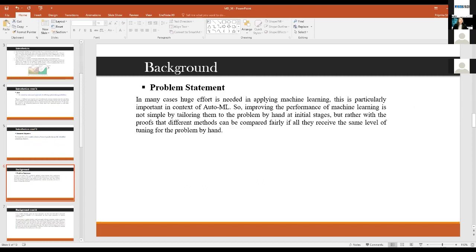We had a problem statement which highlights that in many cases, there is huge assortment that is needed in applying machine learning, and this is particularly important in the context of our auto ML. So improving the performance of machine learning is not simple by just tailoring models to a problem by hand at initial stages, but rather with proof that different methods can be compared fairly if they all receive the same level of tuning by hand.